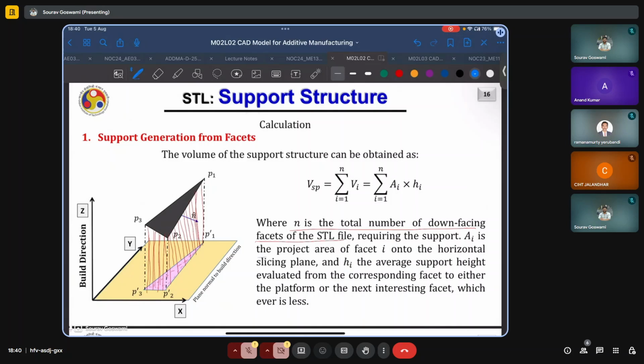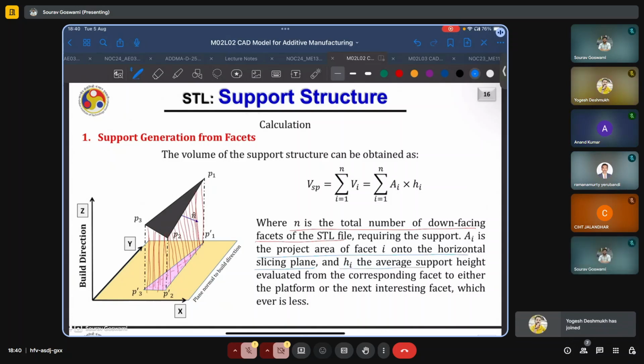Ai is the projected area of the facet onto the horizontal slicing plane, and Hi is the average support height evaluated from the corresponding facet to either the platform or the next intersecting facet. Why does it say next intersecting facet? So imagine that we are trying to print something like the letter E.